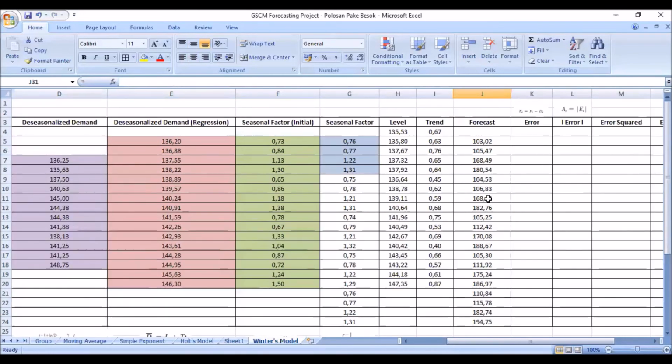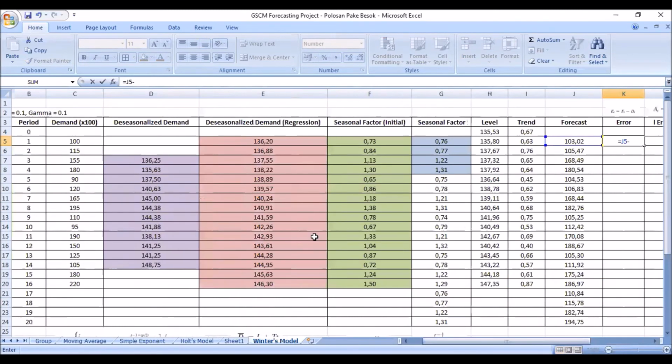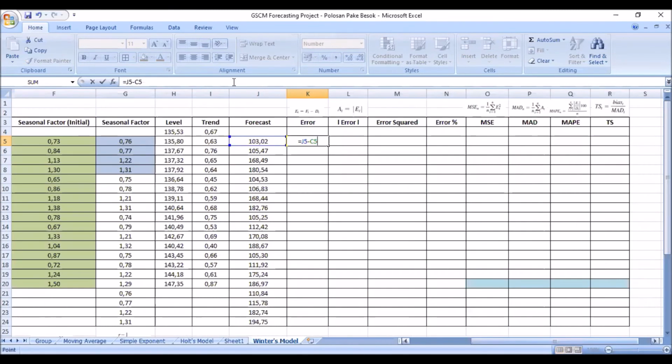And now we're just gonna do the error after this, which is as usual to find the measurement of forecast error, to conclude whether this method is good and accurate or not. And as usual, the error can be found by forecast minus demand. And in this case, just click the cell of forecast and demand, and there you have your error.